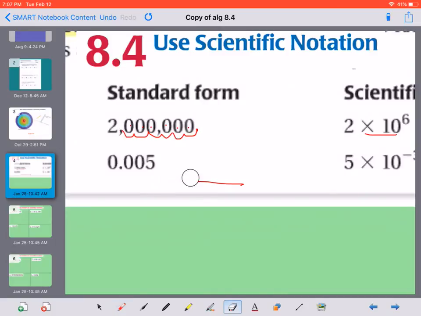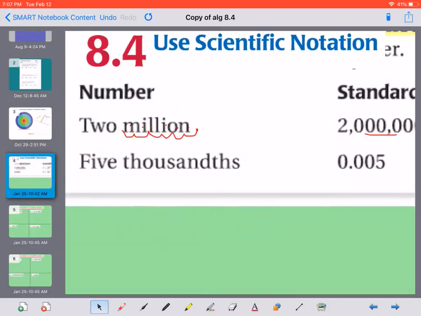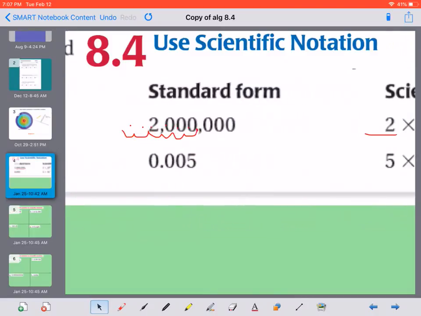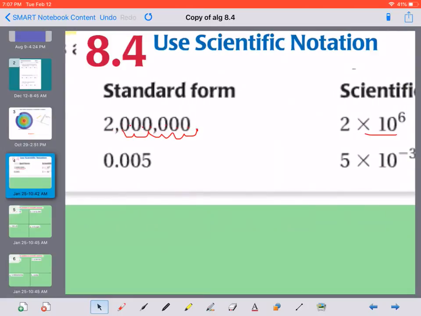Now, our second number is 5 thousandths. And 5 thousandths looks like 0.005. In scientific notation that is 5 times 10 to the negative third power. It's negative because we're going backwards from our decimal point 1, 2, 3 spots, because remember our number needs to be between 1 and 10. So let's try some of these.